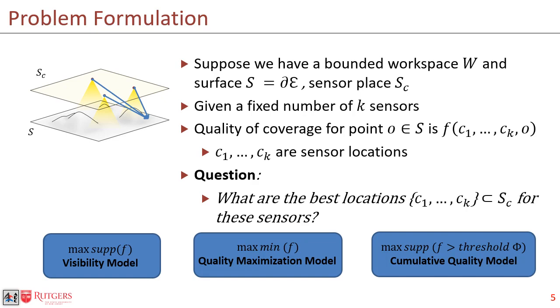Based on different quality definitions and different objectives, we studied three different models. They are the bare visibility-based model, which maximizes the area of the surface seen by the robots, the quality maximization model, which maximizes the minimum coverage quality of a point on the surface, and the cumulative quality model, which maximizes the area of the surface which can have enough coverage quality. We want to mention here that all these problems are computationally intractable due to their reductions from related 2D visibility or coverage problems.